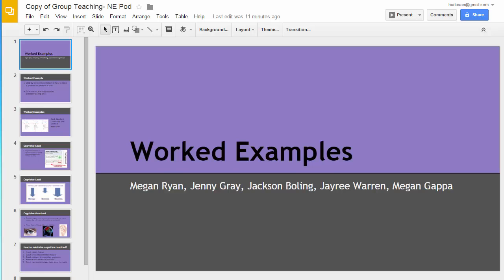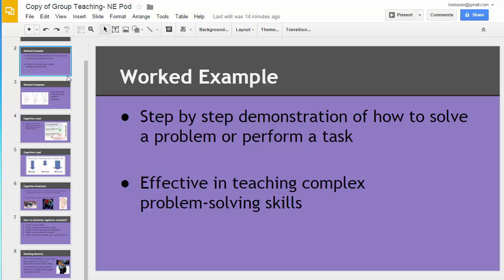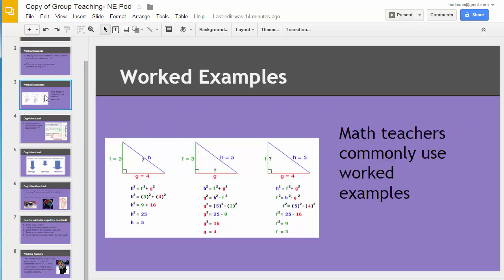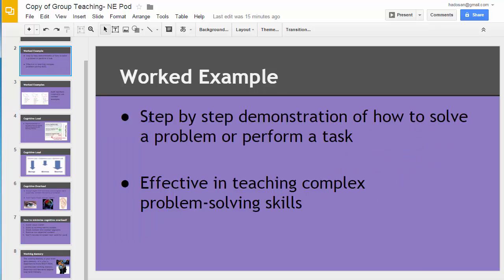Okay, let's take a look at your slides. Going through the slides, it looks like you're trying to briefly introduce students to two concepts. One is worked example, and the other is working memory or cognitive load. So you have a definition and its implication here, and you have examples to show what the worked example looks like. This would be a great visual aid for this part right here.